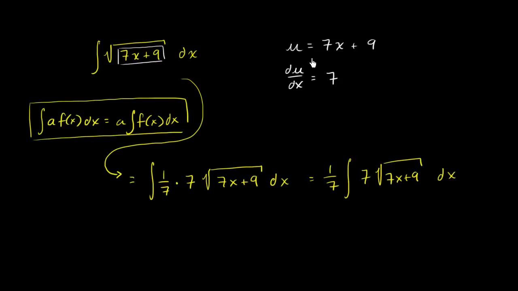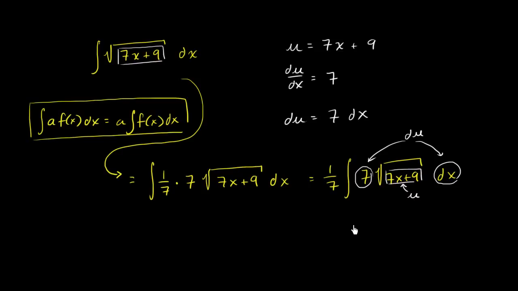So now, if we set u equal to 7x plus 9, do we have its derivative lying around? Well, sure. The 7 is right over here. We know that du, if we want to write it in differential form, is equal to 7 times dx. That part right over there is equal to du. And u is just going to be the 7x plus 9. So let's rewrite this indefinite integral in terms of u.